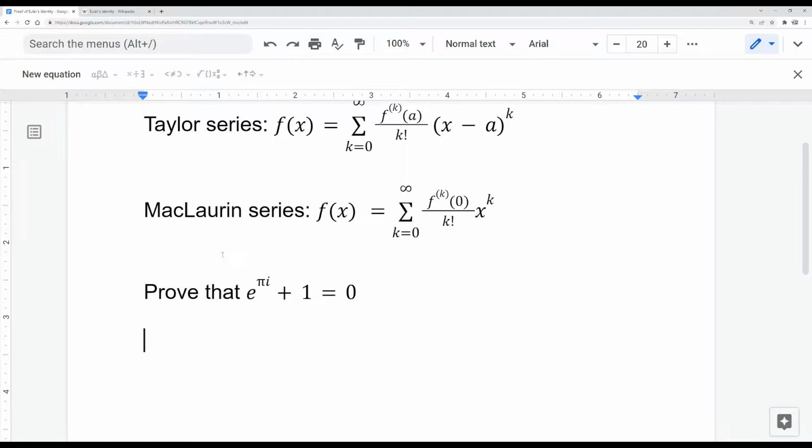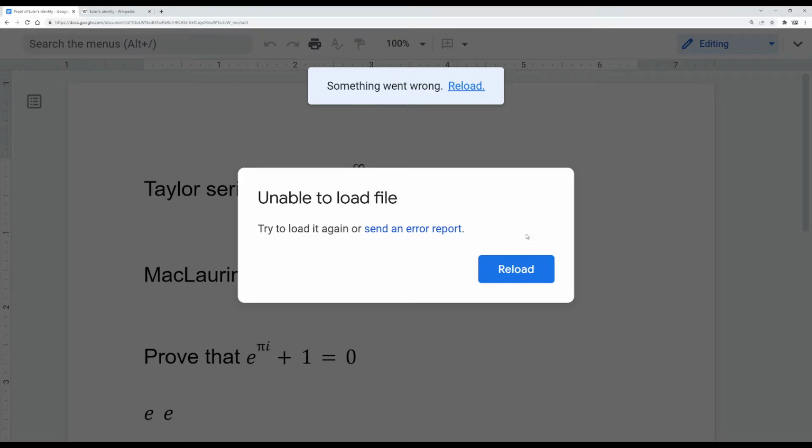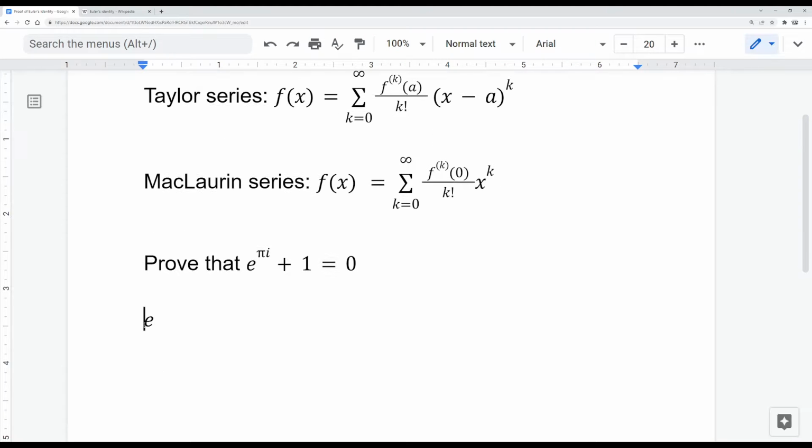All right. First, we are going to find the Maclaurin series for e to the z. z because we're dealing with a complex number here. So e to the z, and what did I just do? I just reloaded the thing. Anyways, ignore that. I just pressed the reload button. But e to the z equals.